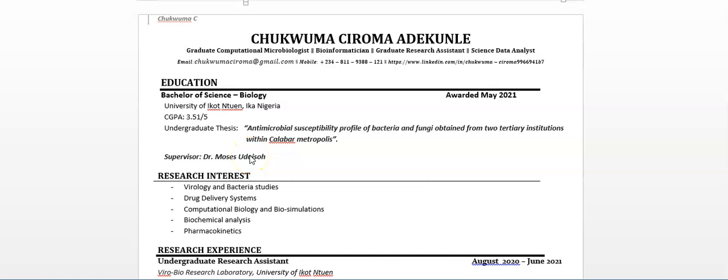Now, in some cases, you may also list some of the courses you took in your BSc. For example, this person can list that he took a course in biostatistics. He can list that he took a course in zoology. He could list that he took a course in environmental toxicology. You could list three or four of some of the courses you took. Don't forget that your education path must have your undergraduate supervisor. Now, even if the person is late, put a name down there. There's a reason for it.